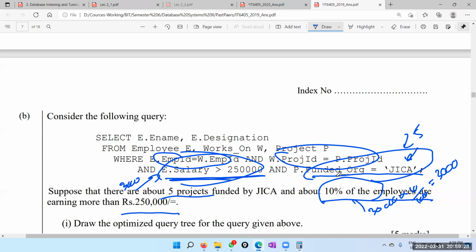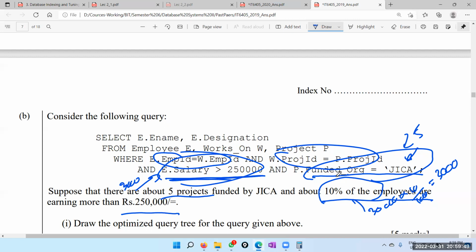Right. They straight away ask you to draw the optimized query tree, not the general tree. In earlier days, they first asked you to draw the normal query tree and then the optimized one. But here, just the optimized. So we have to push the sigma down.